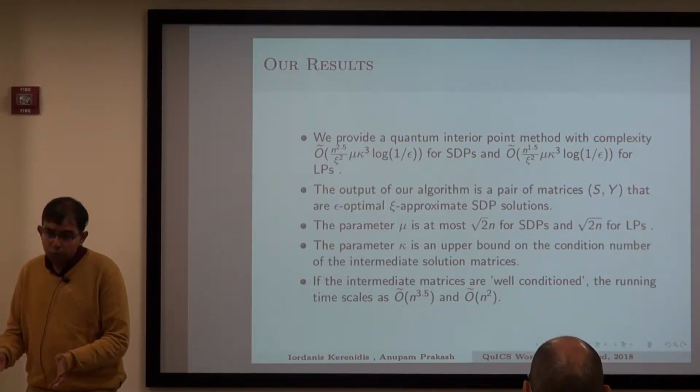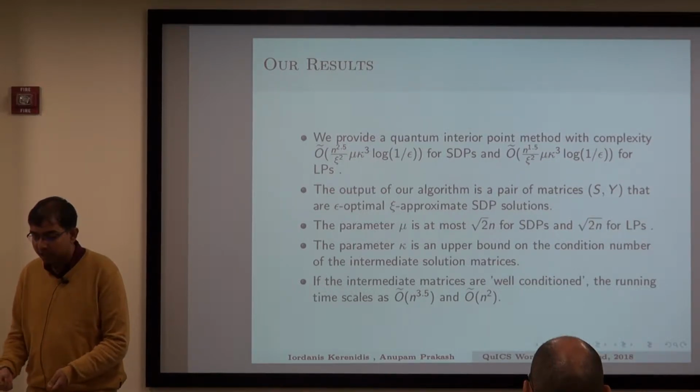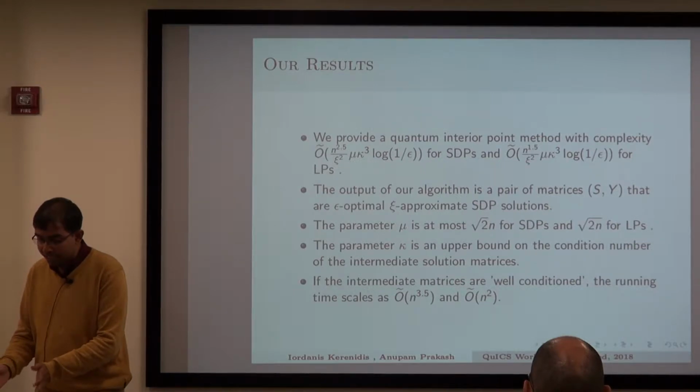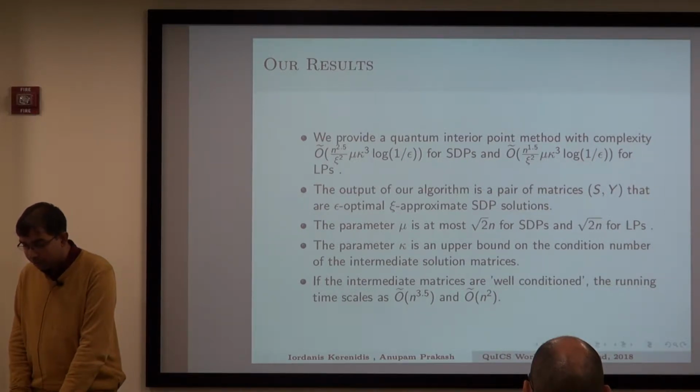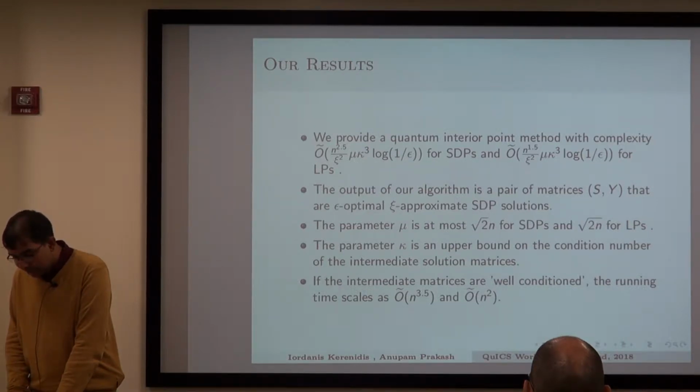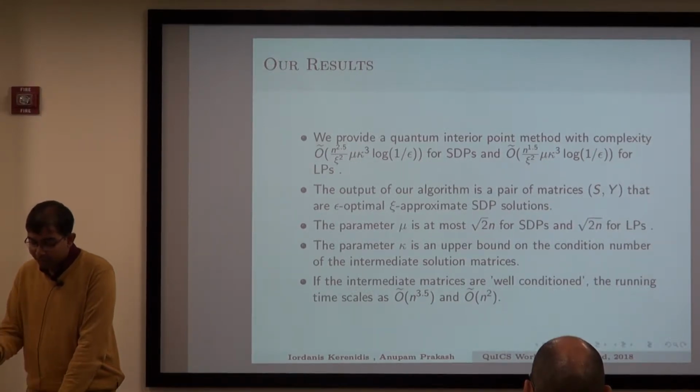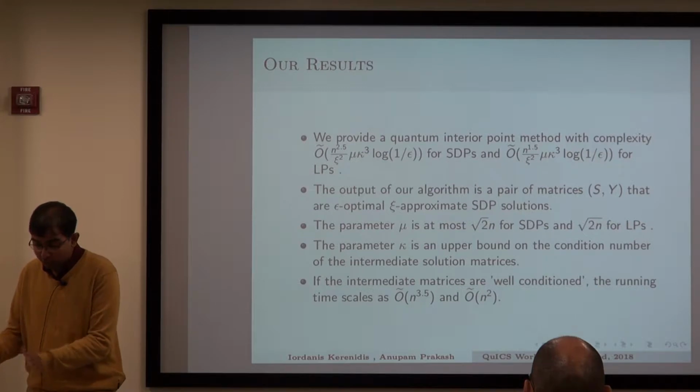Here we take a different approach. We try to quantize the interior point algorithms. And this is the algorithm we obtain. So let me state its running time and all the factors which appear in it. We have one algorithm for SDPs and another for LPs. For SDPs, the running time is n^2.5 mu times kappa cubed times log 1 over epsilon divided by xi squared. I'll explain what all these things mean in the following.